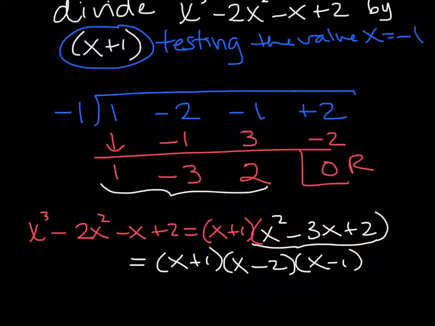So now I can see, if I were trying to find the solutions, for right now I was just dividing it, but I can see that x equals negative 1, x equals 2, and x equals 1 are solutions. So that's what we're going to start to do in the next video. But for now, we were just trying to actually divide this.